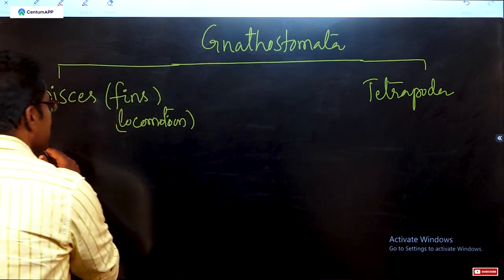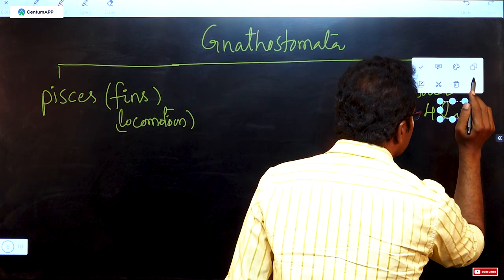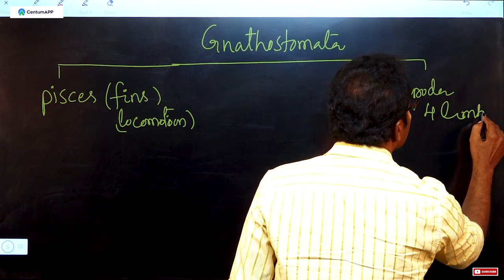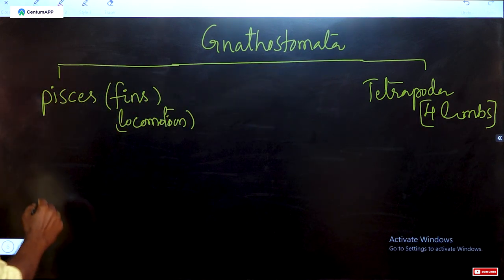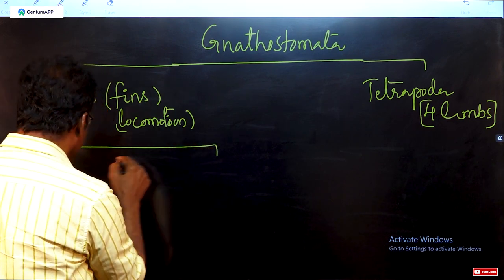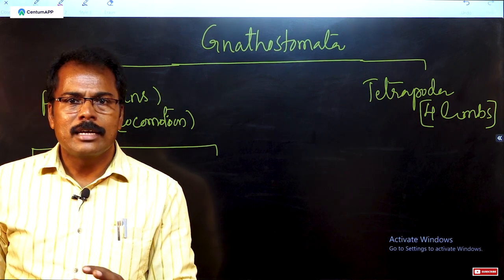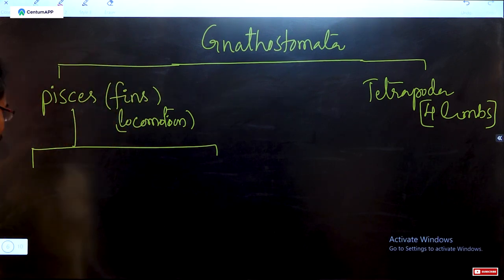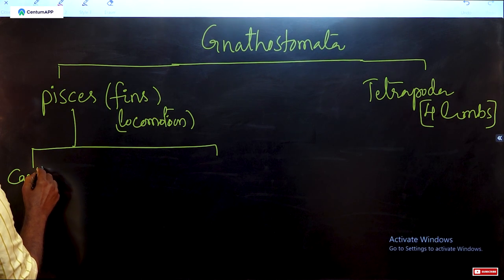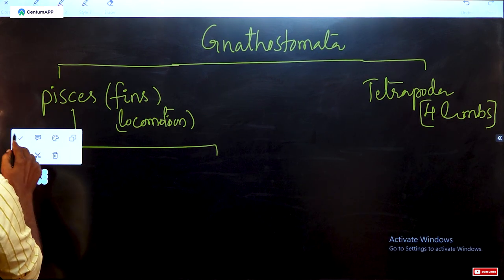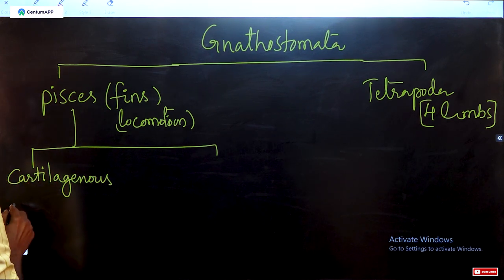Okay. Pisces. In tetrapoda, four limbs are present. First, the Pisces. The Pisces are further classified into two categories. Pisces means fishes. If the fish's endoskeleton is made up of cartilage, they are called cartilaginous fishes.